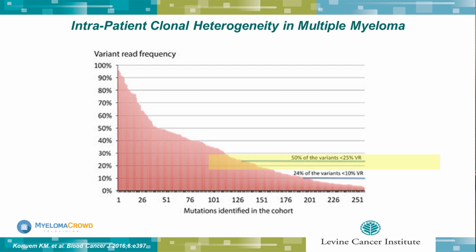So 50% of the mutations that were found were present in less than a quarter of the myeloma cells that were isolated. In other words, these were secondary events. So if you had a BRAF mutation in 10% of your myeloma cells and you employed a BRAF specific therapy for those patients, you may kill off those 10% BRAF mutated myeloma cells, but the other 90% of the myeloma will be unscathed.